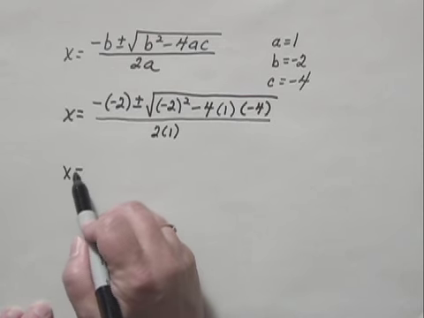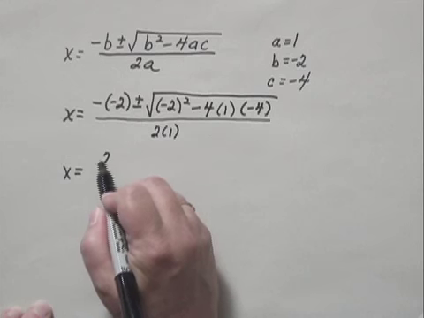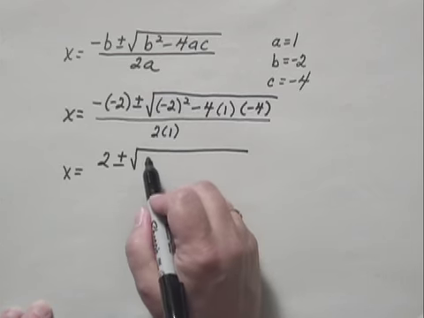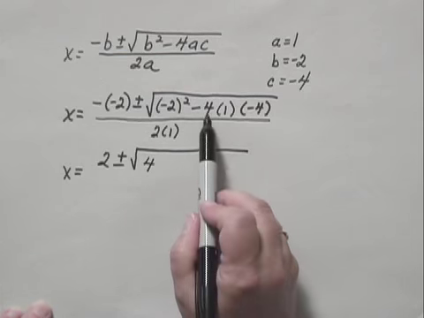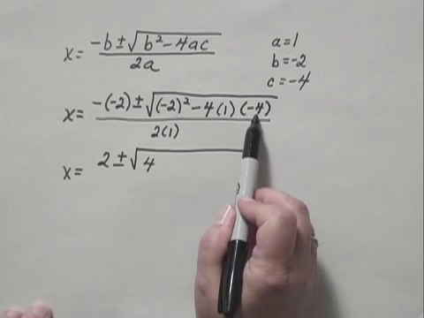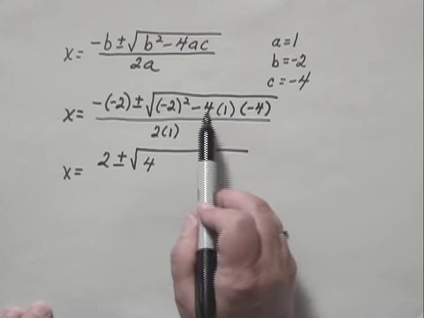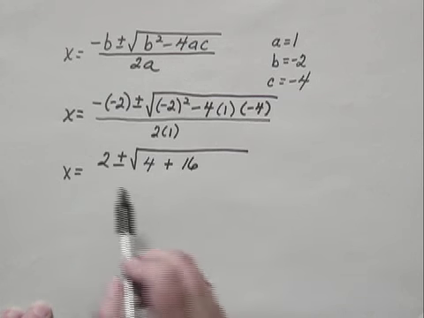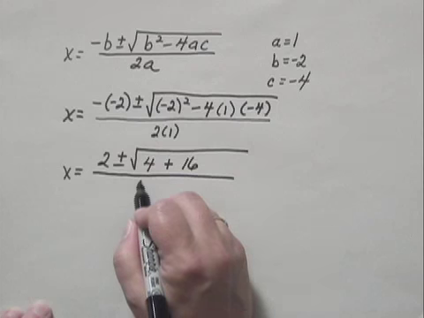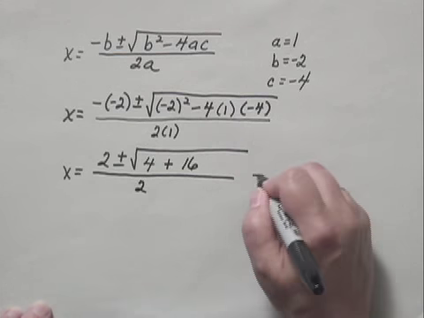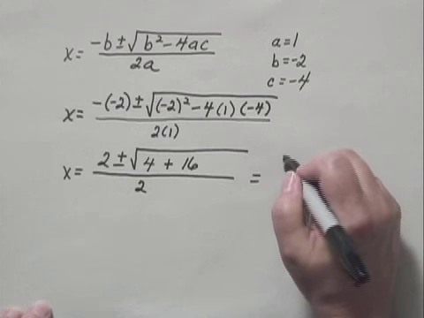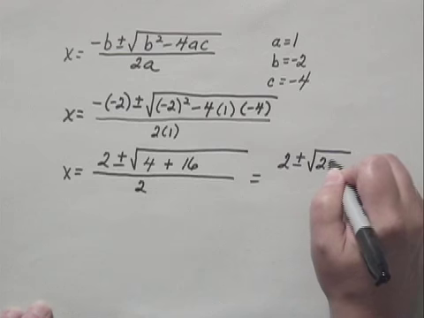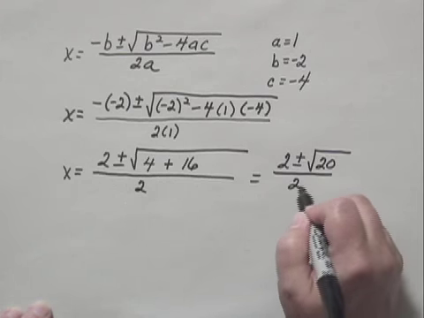So x equals, the opposite of -2 is 2, plus or minus the square root of -2 squared, which is 4. 4 times 1 is 4, times -4 is -16, minus -16 is plus 16, all over 2 times 1, which is 2. Now we can simplify by adding 4 and 16, so we have 2 plus or minus the square root of 20, all over 2.